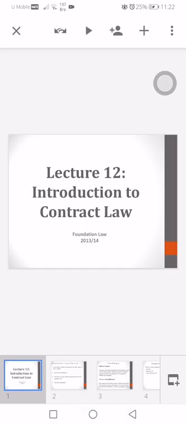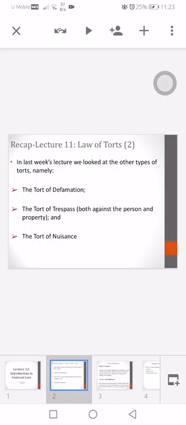Today our lecture continues from last week about the law of tort. So today we continue our syllabus. Our topic is about contract law. So before we go through our chapter, let's recap the law of tort. As we know, last week we looked at the other types of torts, namely the tort of defamation, the tort of trespass, and the tort of nuisance.